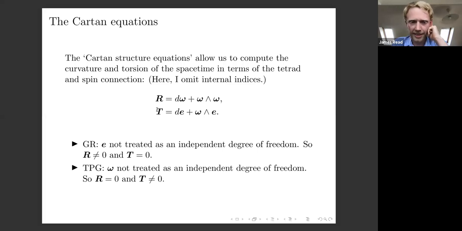So in general relativity, I'm setting the torsion to 0. I'm setting this second Cartan structure equation to 0, but I'm letting the curvature be non-zero. Whereas in teleparallel gravity, I'm doing the opposite. I'm setting the curvature to 0, but I'm letting the torsion be non-zero. That's what is going on geometrically in the difference between these theories in this formalism.